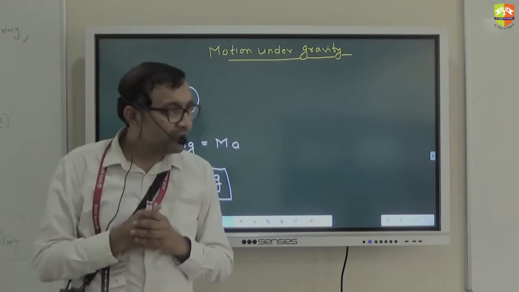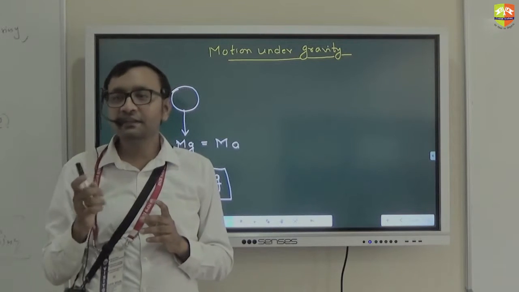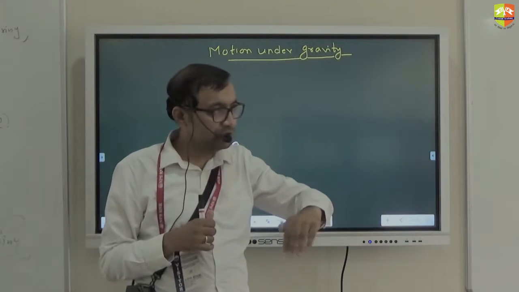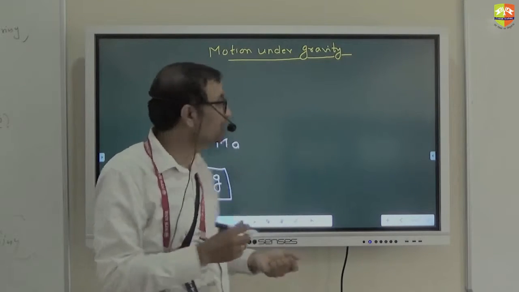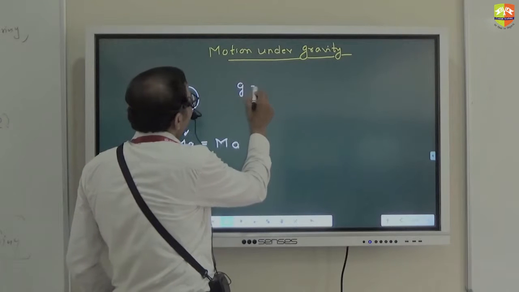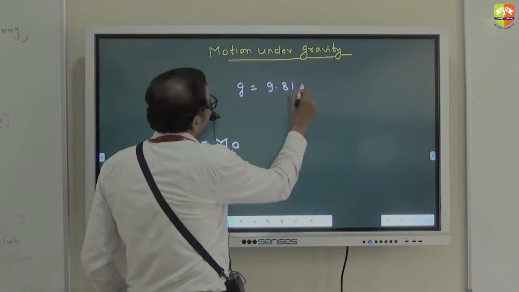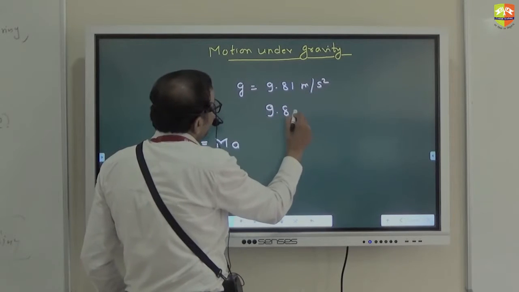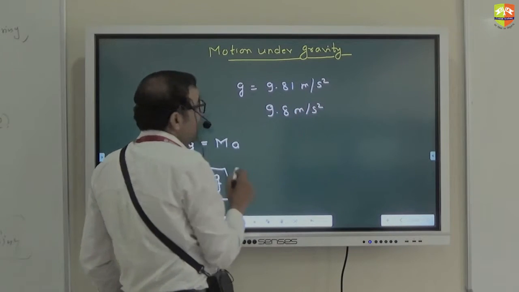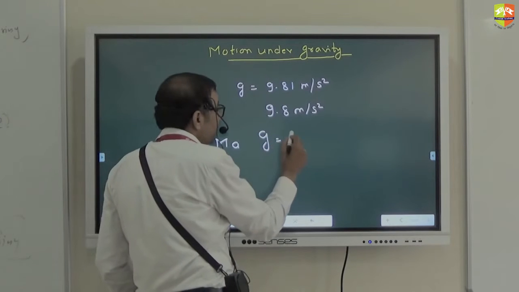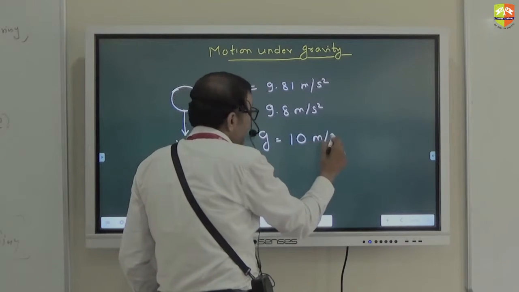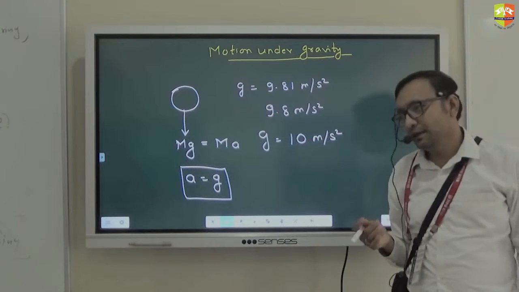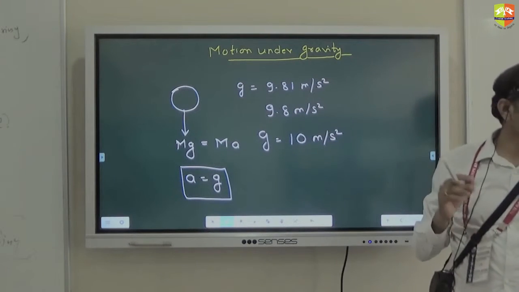So can I say that it is a constant acceleration motion? Right? Direction is down, which is constant, and magnitude is also constant. How much is the magnitude of g? 9.81 meter per second square. For the sake of simplicity, we assume it to be 9.8 meter per second square. And at times, in a question, it will be written, take g as 10 meter per second square, so that your calculation becomes easy. But then still you will make calculation errors.